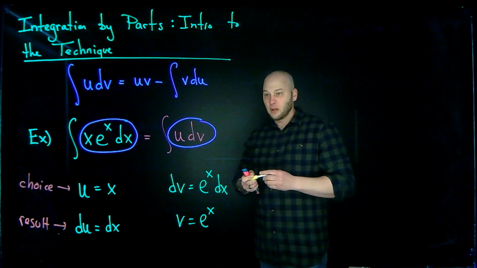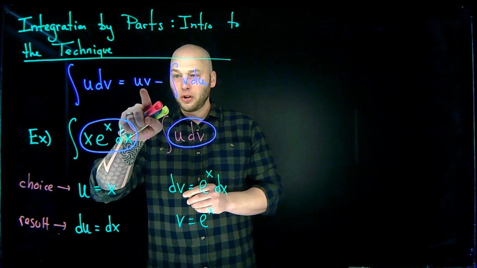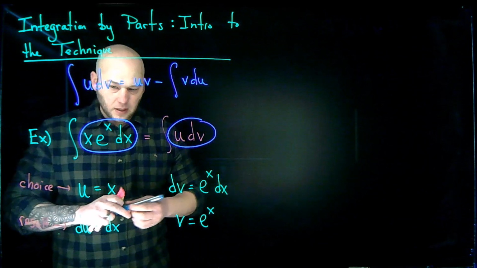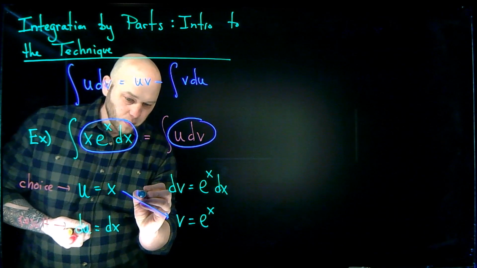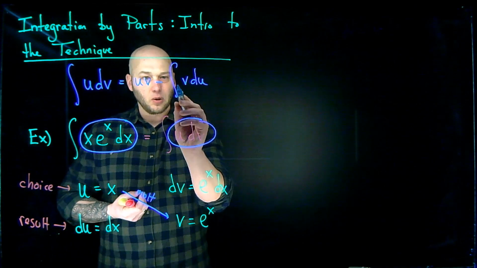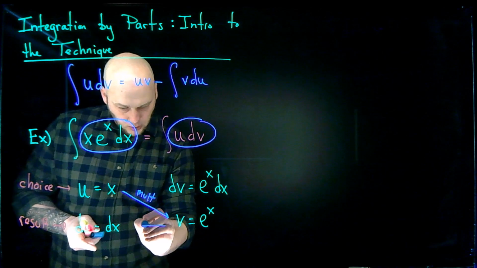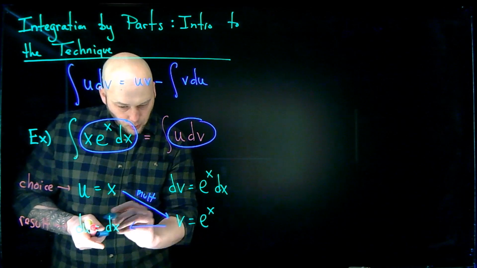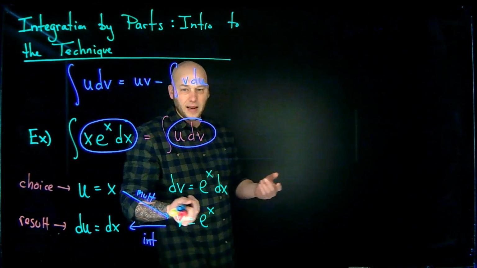Okay, so now if I look at this formula, notice that the original integral is then equal to uv. So that means I'm going to take the product of these two and multiply those. And then it's minus the integral of v du. So that means it's going to be that product and also an integral with a negative out front.